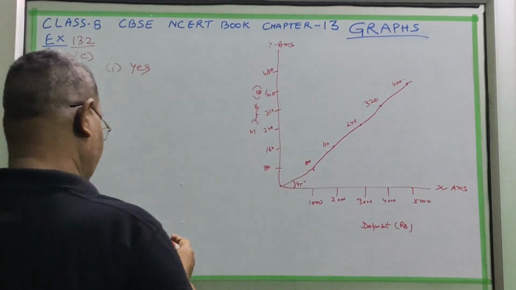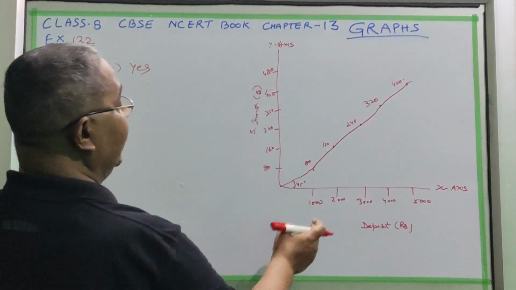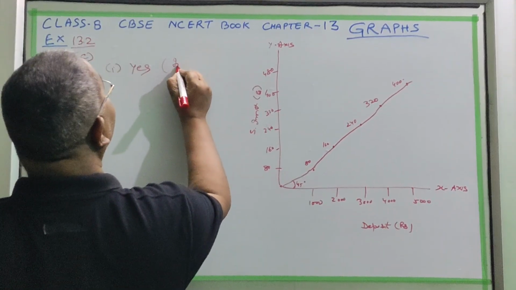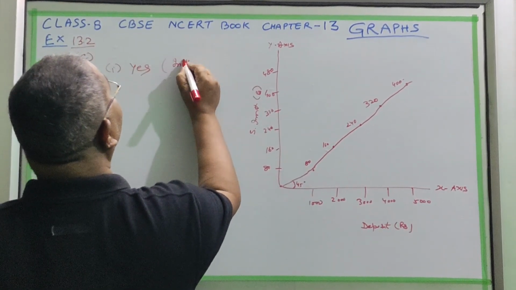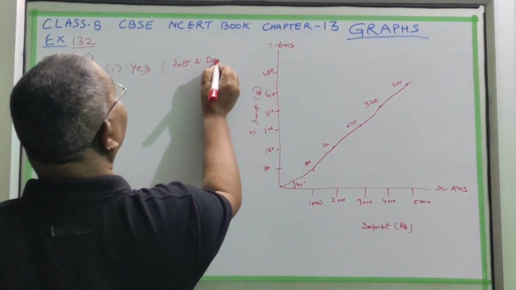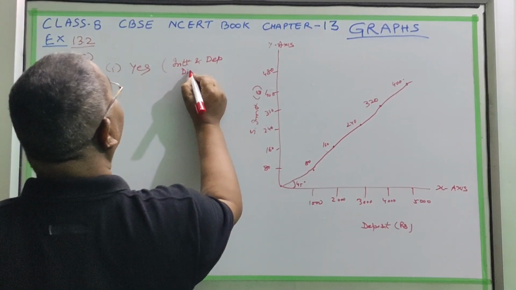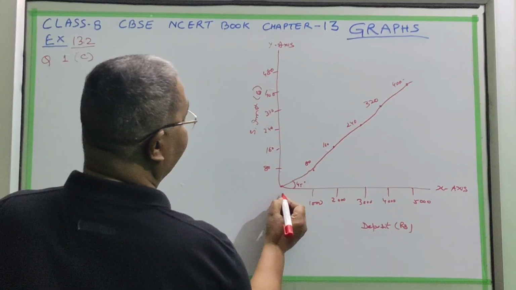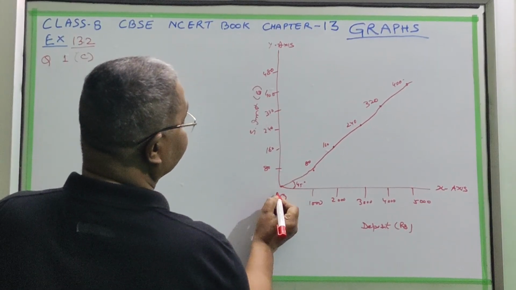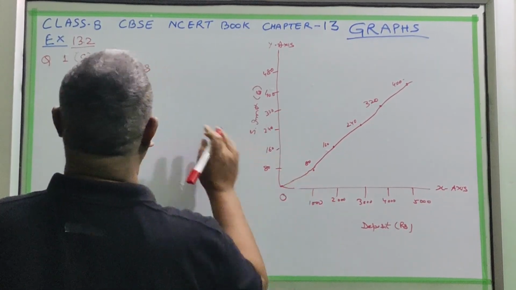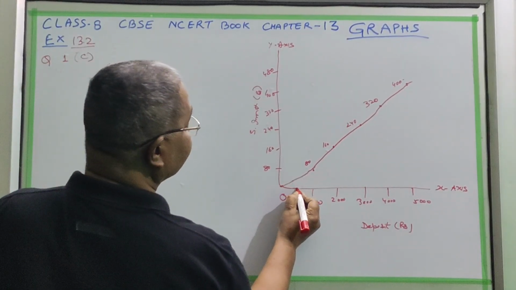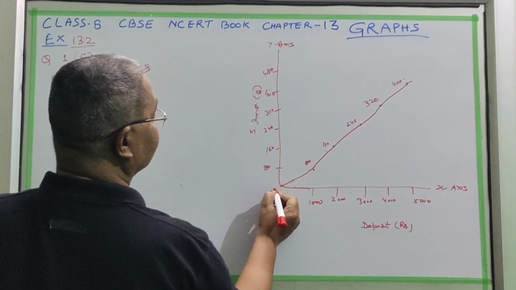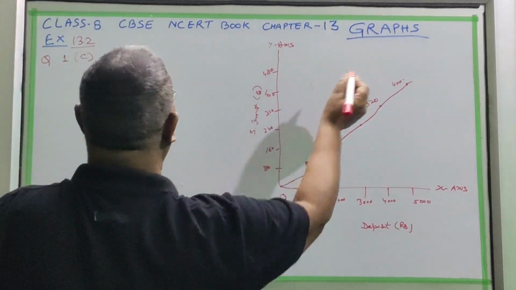Yes, it will go because here it is a direct proportion. The relation between deposit and interest is a direct relation. So when the amount is 0, the interest will also be 0. So it will pass through the origin. This is the simplest reply. When the amount is 0, interest will also be 0. That's why it will pass through the origin.